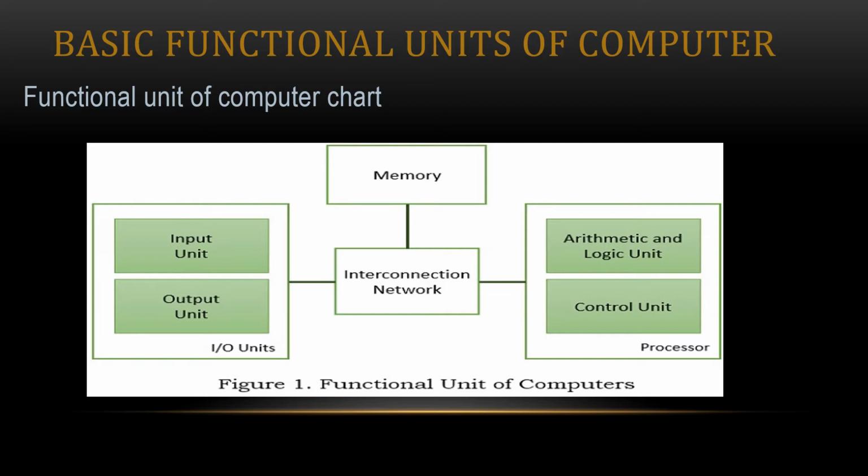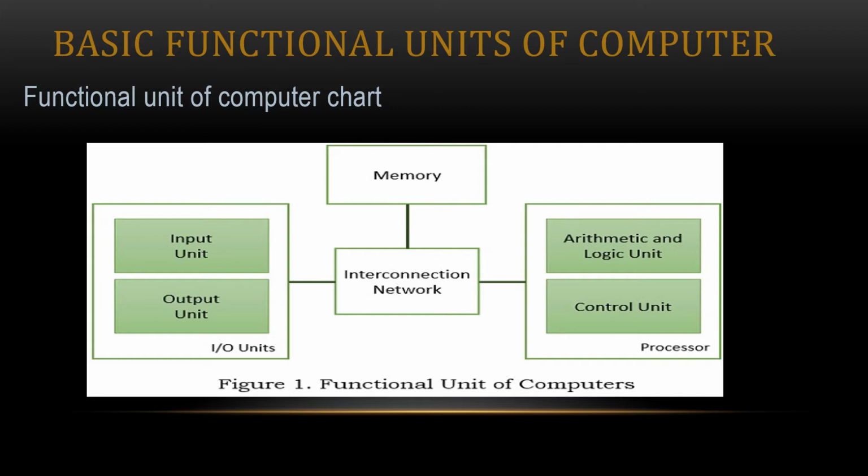Here these are input and this is output. Then we have memory, arithmetic and logic and control. These are the main five parts of the computer. And in the central block, there is the interconnection network. It is used for the flow of information.